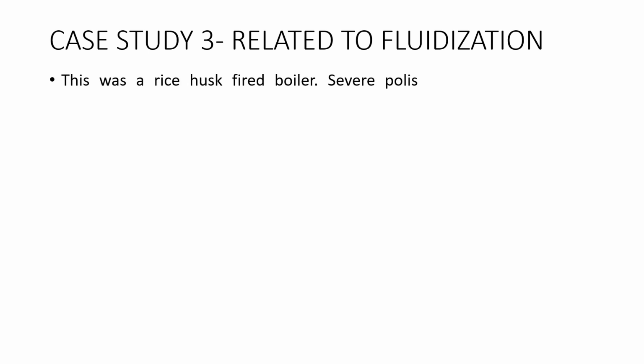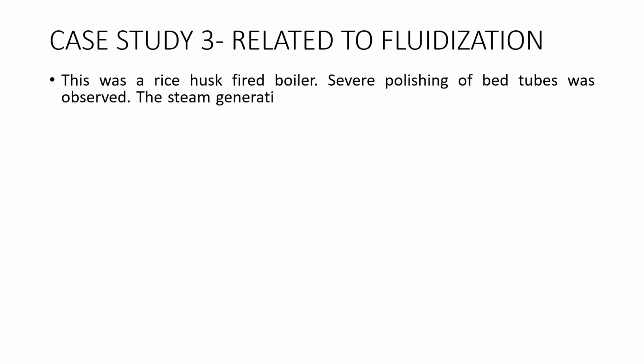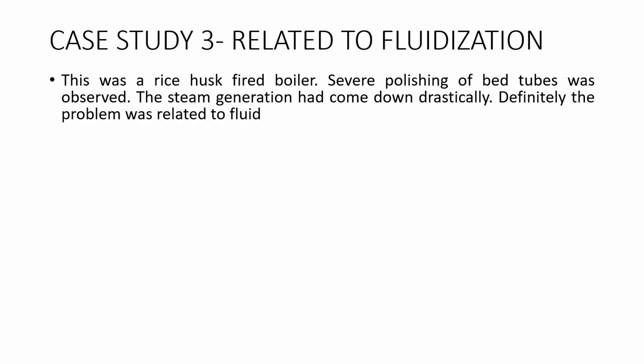In another case study, this was a rice husk fired boiler, and it was observed that severe polishing of bed tubes was there. The generation of steam had also come down drastically. Definitely the problem was related to fluidization.